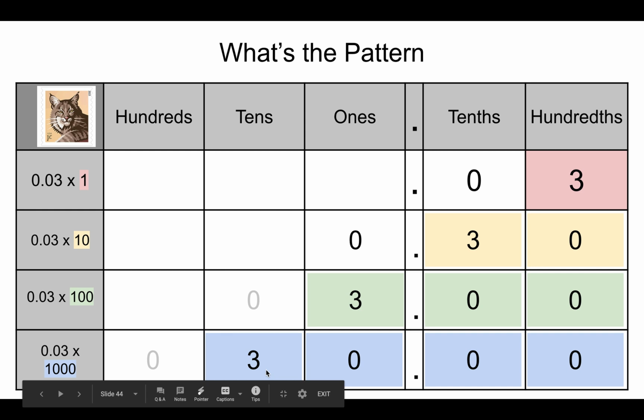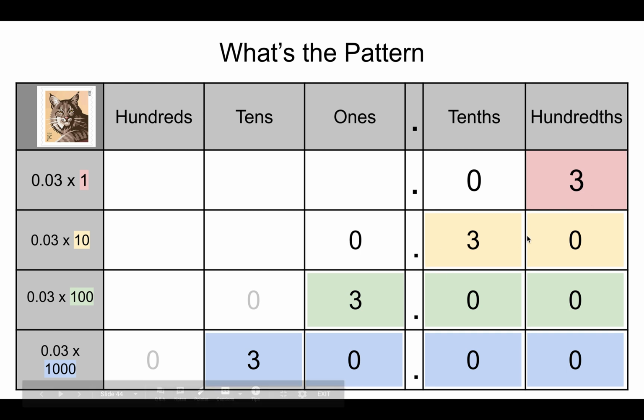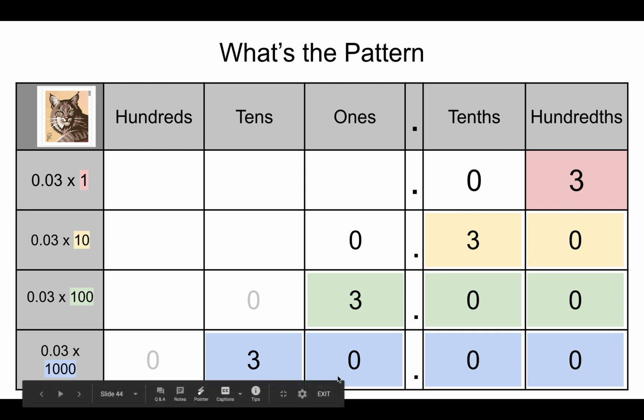So again, we're seeing a pattern. In this pattern, you could think about it as the decimal point staying in the same place and the 3 moving every time you multiply it by 10.